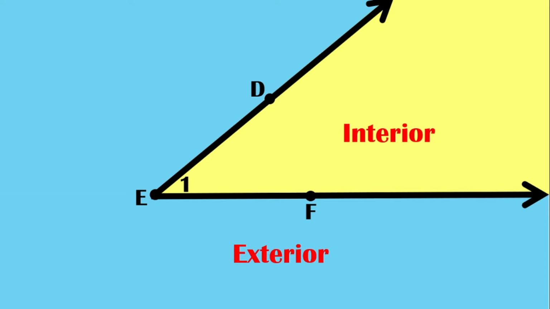In this illustration, ray ED and ray EF are the sides of angle DEF. Point E is the vertex of the angle. Points D, E, and F are points on the angle. Point G is in the interior of angle DEF, and point H is in the exterior of angle DEF.